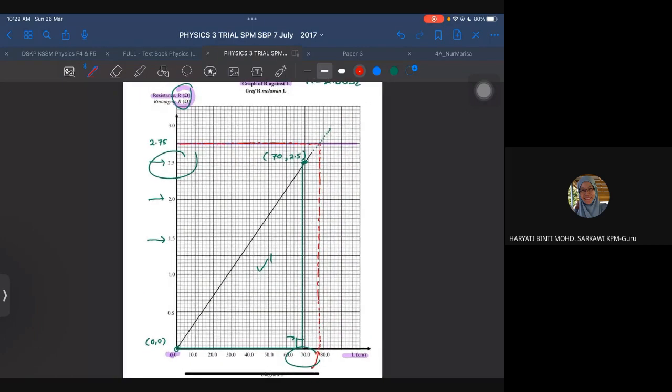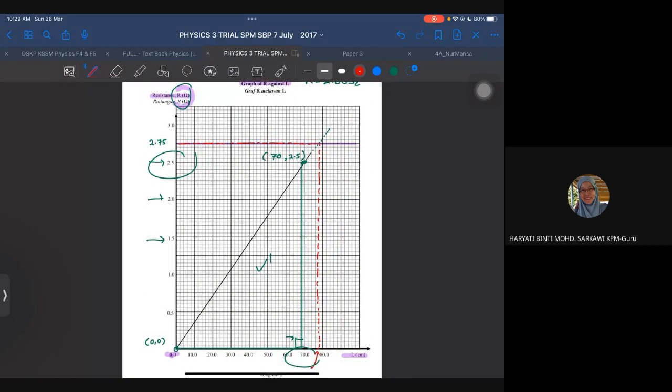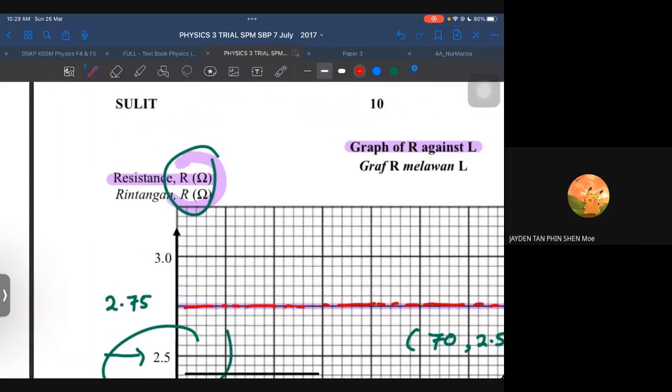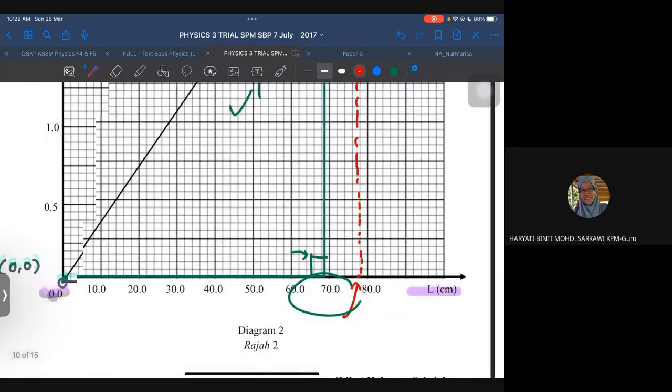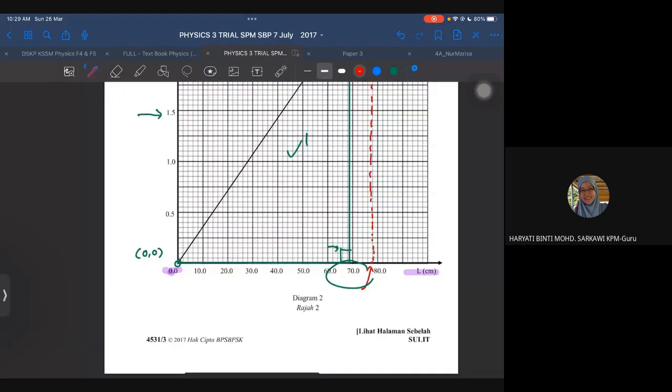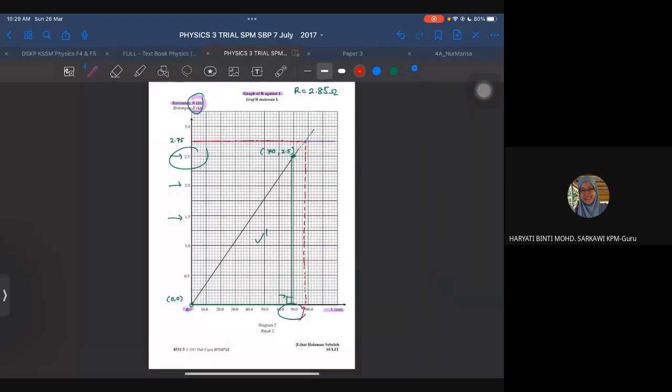What is the unit for the gradient? Ohms per cm. Okay, this is ohm. This symbol is ohm. And then this is cm. So the unit become ohm per cm. Okay, ohm per cm. You write like this also enough.